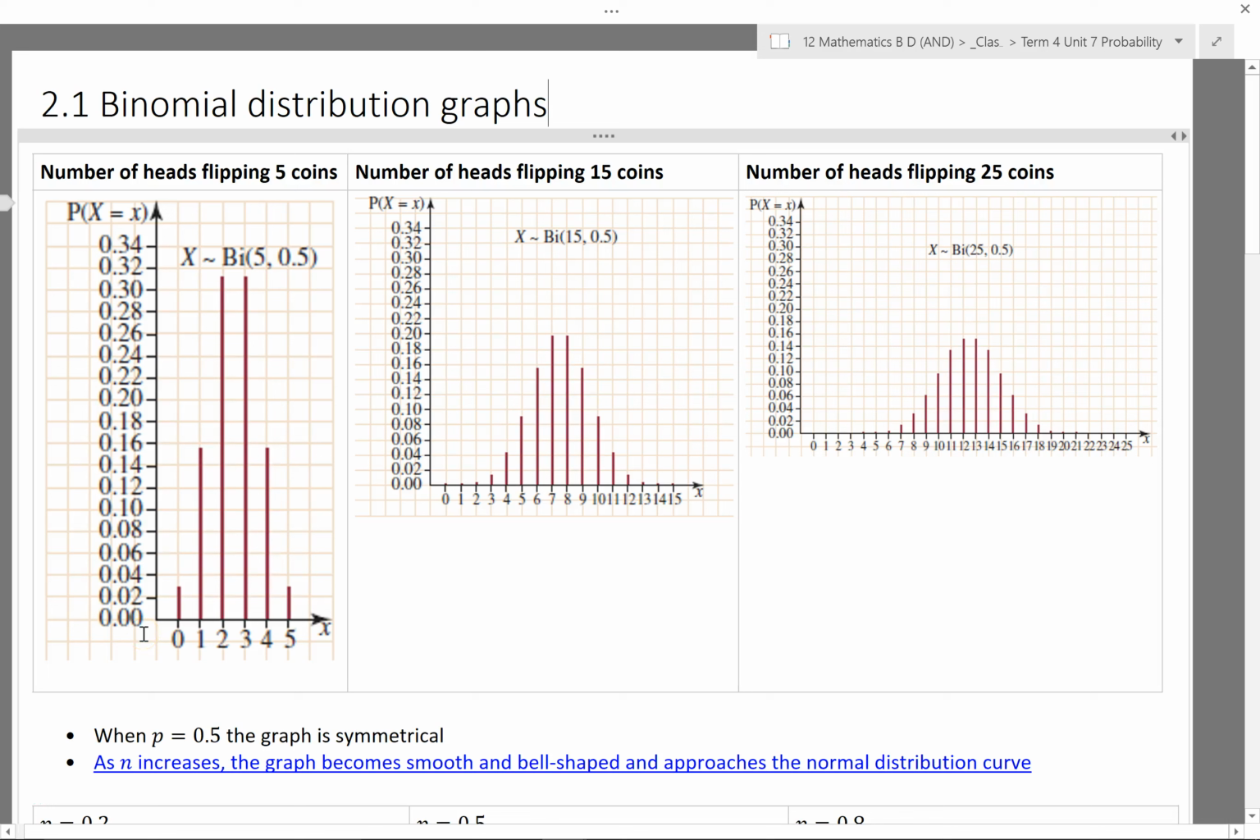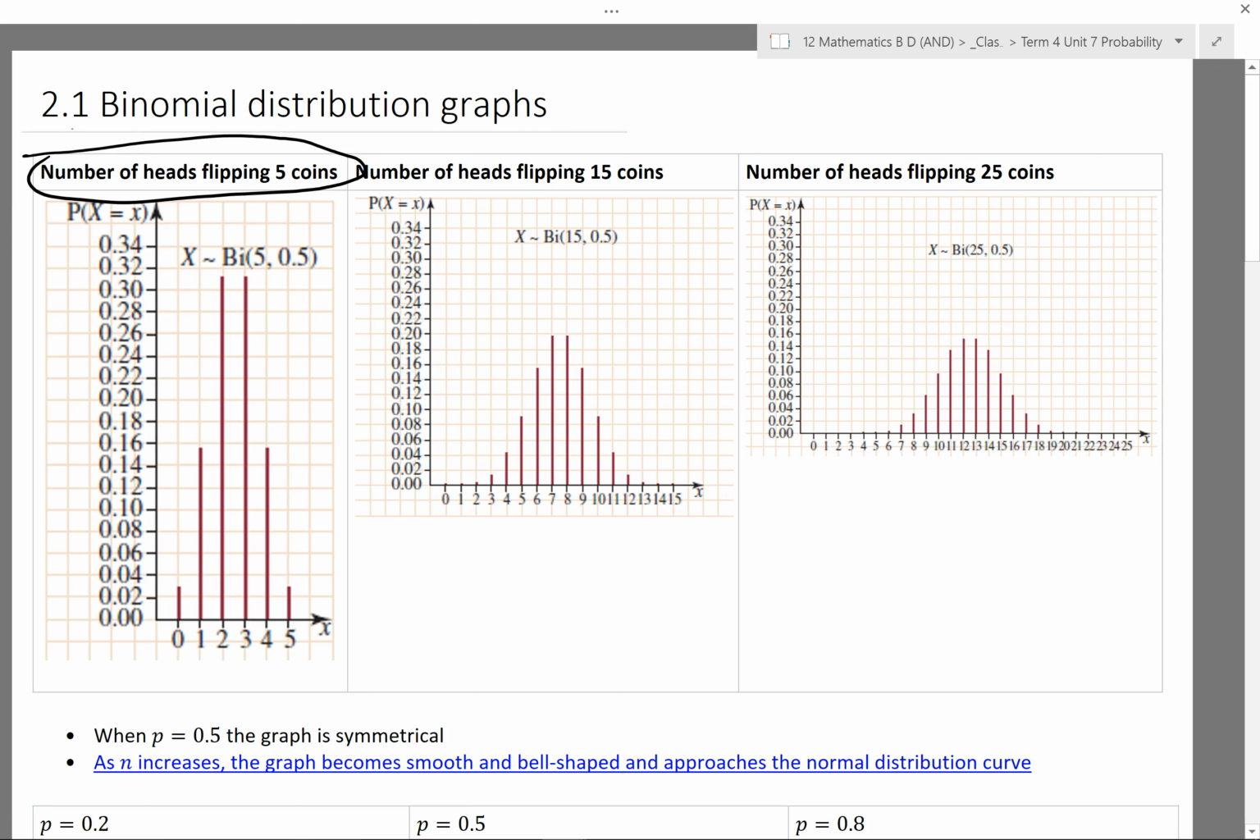This lesson is about some of the graphs that you might see of binomial distributions. So if we graph the probability of each of the number of outcomes, so for example, if I'm flipping 5 coins, the probability of getting no heads is quite small. The probability of getting all heads is quite small, but getting 2 or 3 is quite likely. So the shape of this distribution looks sort of like a big triangle.